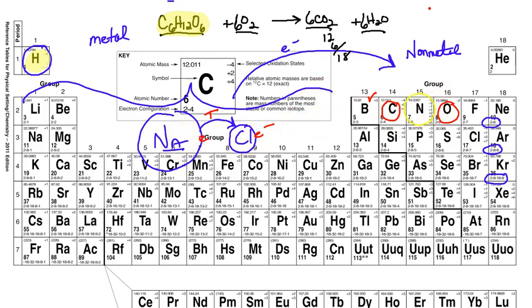However, if I'm bonding between these smaller atoms, like chlorine and hydrogen, or, let's say, hydrogen and oxygen, anytime I'm dealing with these carbons and hydrogens and oxygens, they're going to have to be forced to share.